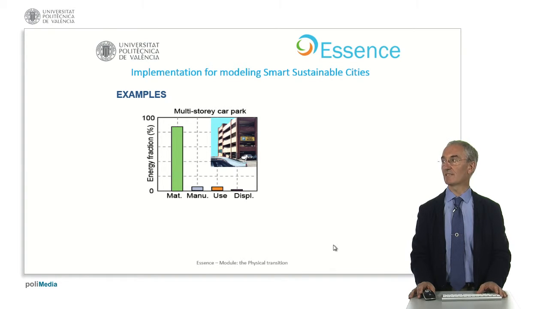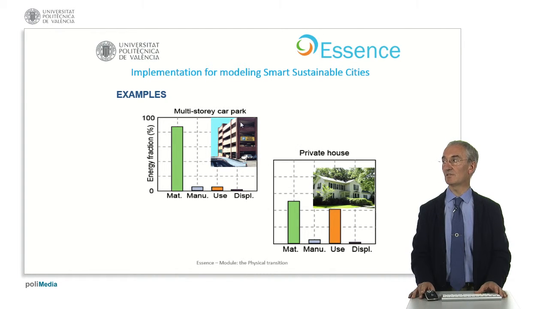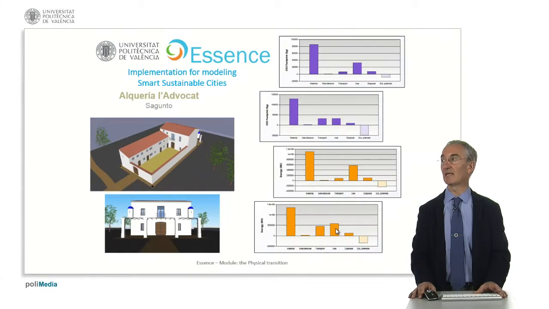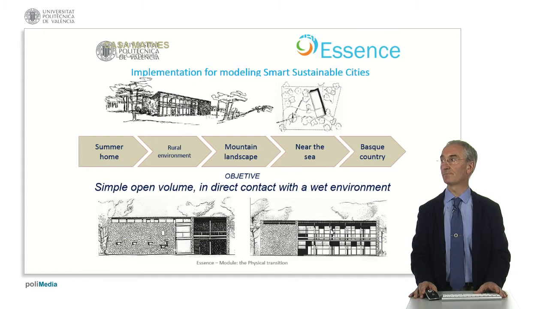Examples that we can check, for example, in a multi-story car park, the most important phase is the manufacturing, actually the materials that are used in the building of these parks, because they don't use energy at a later stage. In a private house, that is comparable to the actual energy use that we have during the life of the building. Here we have different sustainability analysis of this example of an old alquería near Valencia in Sagunto, where the different solutions can provide up to 35% saving only by choosing rightly the material.